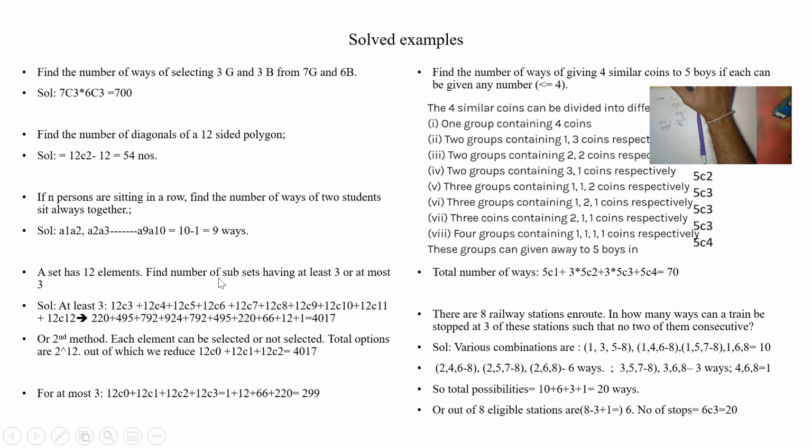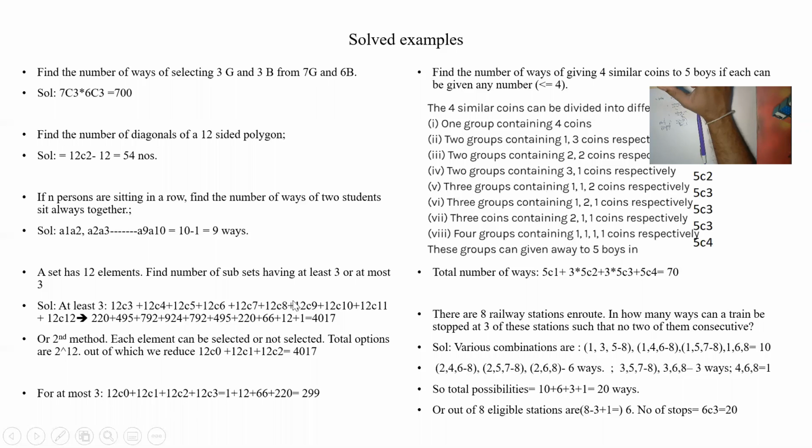Each element can be selected or not selected. 12 elements, each can be selected or not selected. There are how many methods? 2 to the power of 12. Out of which we remove the selections 12C0, 12C1, 12C2, which are the ways of selecting 0, selecting 1, selecting 2. So when I do the subtraction, I'll get the at least 3 selections as 4017.